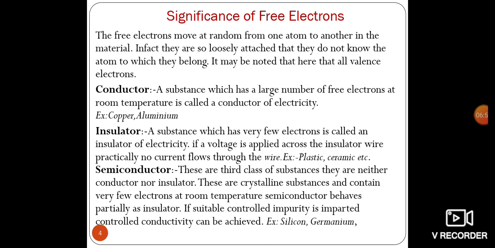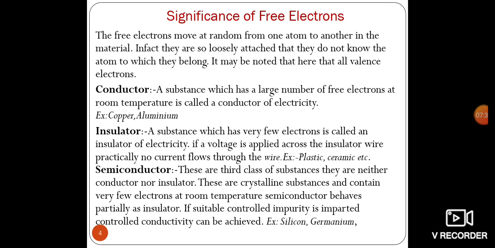Insulators. A substance which has very few electrons is called an insulator of electricity. As we have understood what a conductor is, the opposite of the conductor is the insulator. It means there are very few free electrons, and a negligible amount of current, or no current, flows through the insulator. So whenever a voltage is applied to the insulator, practically no current flows in the material.